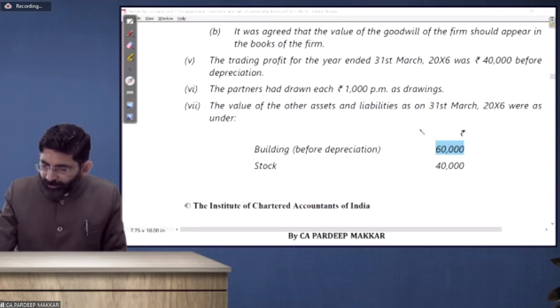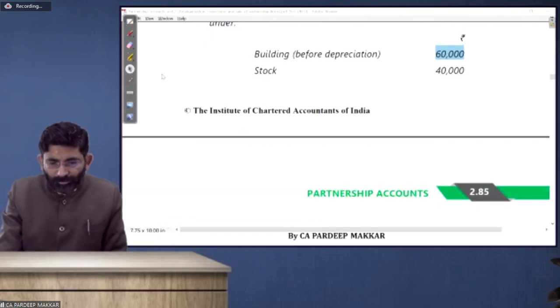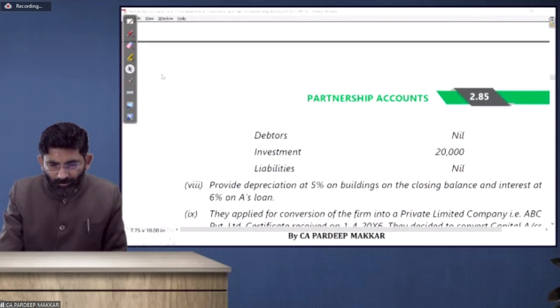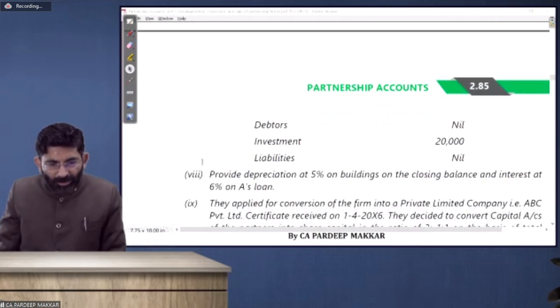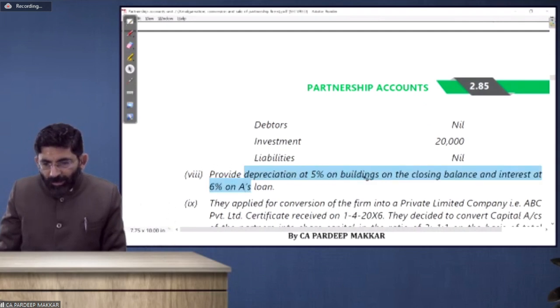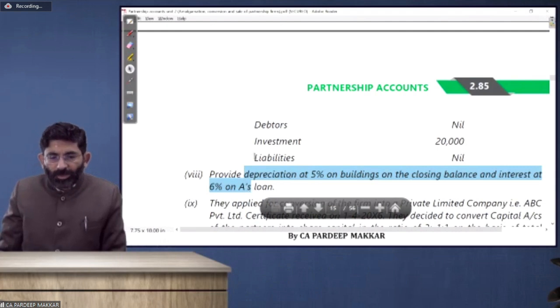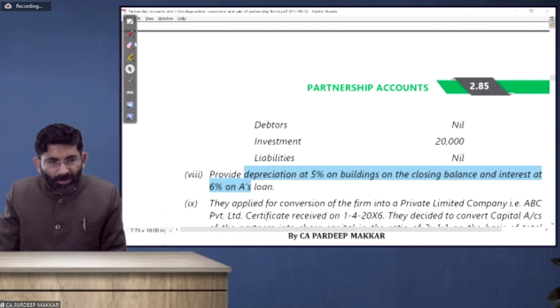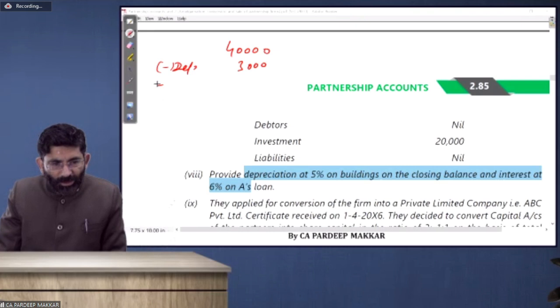Just a moment, beta. On eighth point, it is given to you. Provide depreciation at 5% on building and interest at 6% on A's loan. That you have to do only. How much is the A's loan in this case? This is 40,000, the profit given to you, minus depreciation, that is 3,000, minus interest on A's loan, beta.